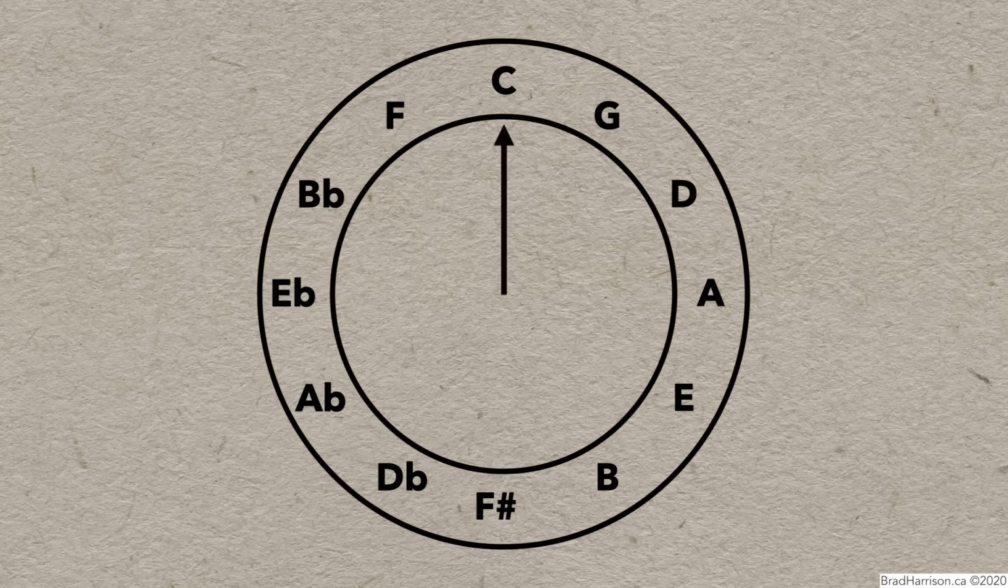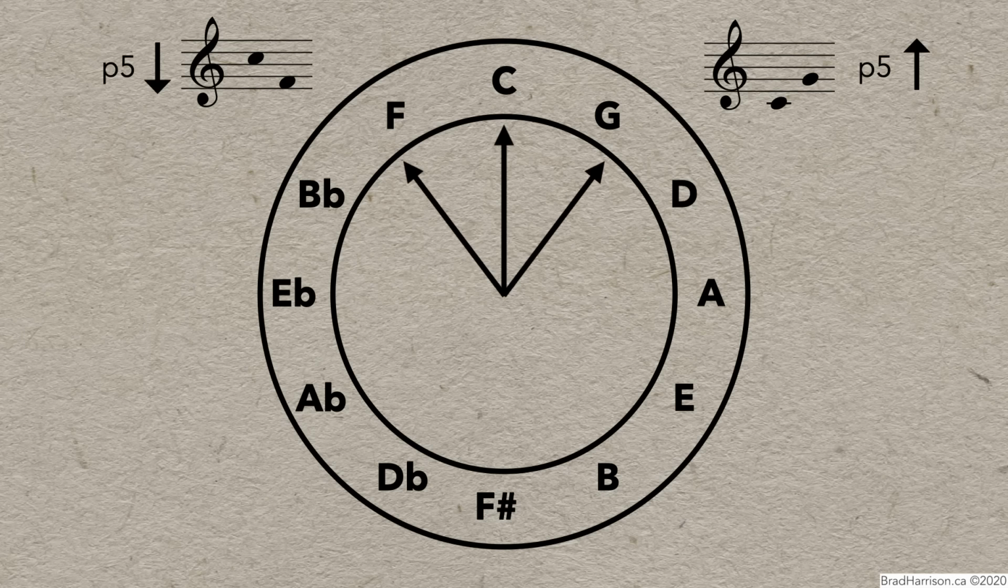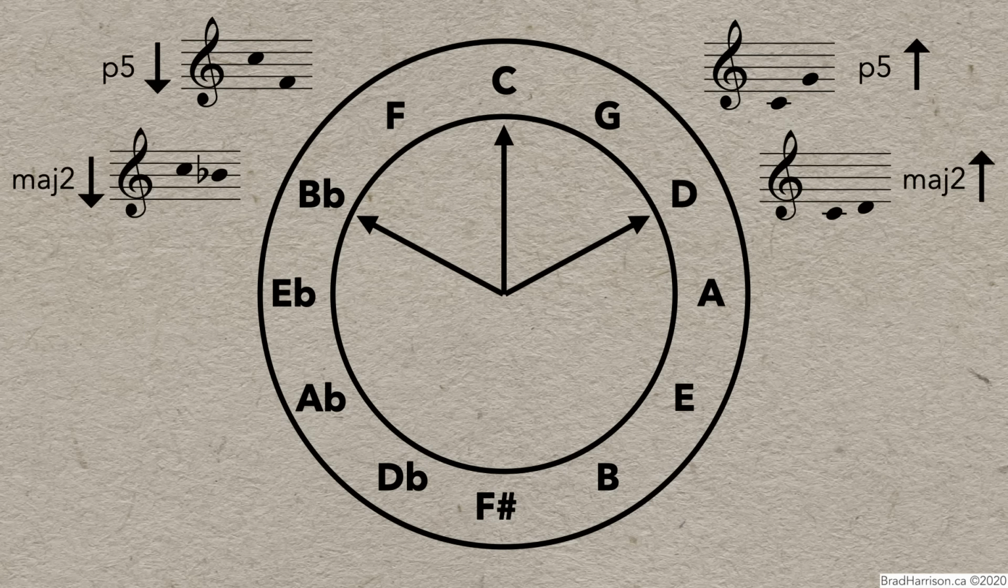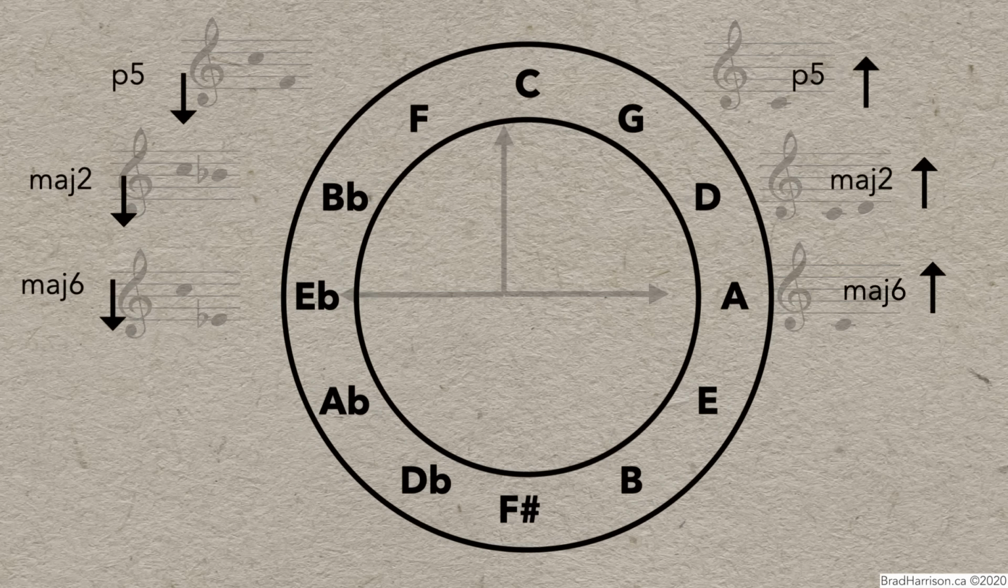Next up is intervals. Think of the circle like a clock. We already know that moving one step clockwise is a perfect fifth up, and one step counterclockwise is a perfect fifth down. Other intervals are reflected clockwise and counterclockwise as well. 2 steps on the circle is either a major second up or down, and 3 steps is a major sixth up or down. Every interval on the circle is reflected by going in the opposite direction.